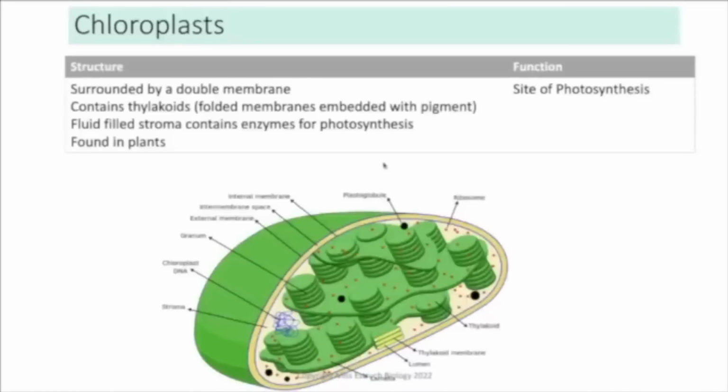Chloroplasts are found in plant cells, which are eukaryotic organisms. They also have a double membrane, and then inside you have these foldings of even more membrane, which are called the thylakoids.